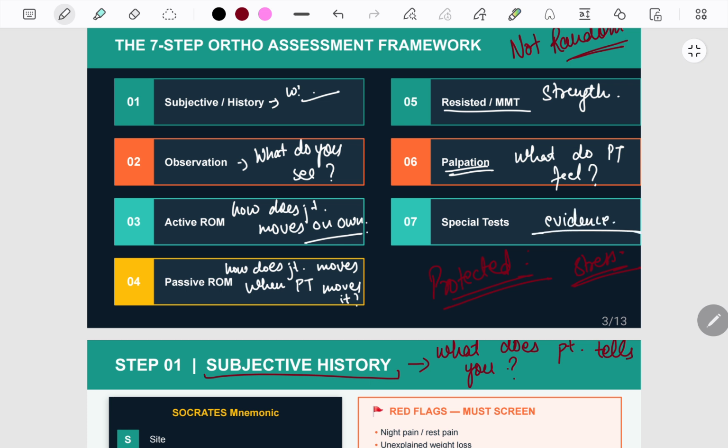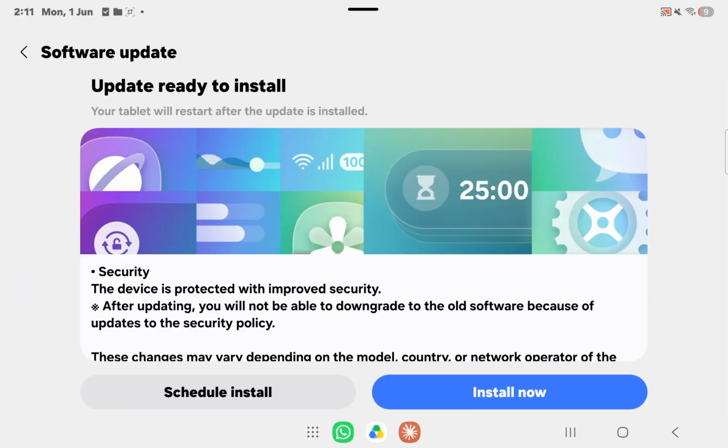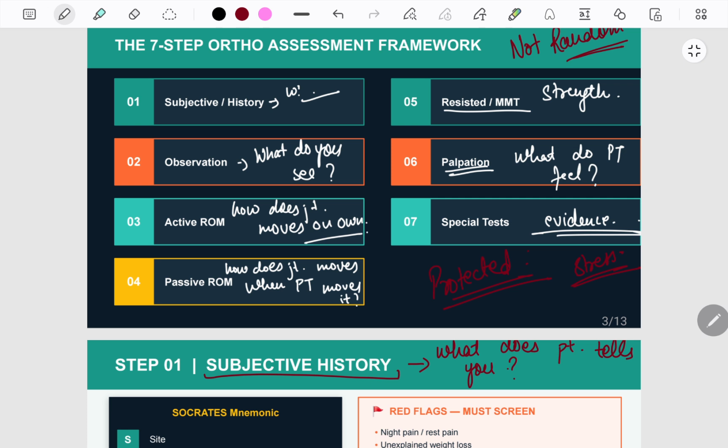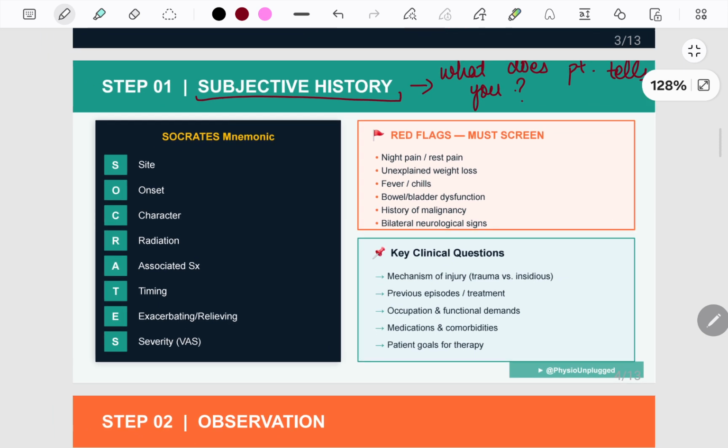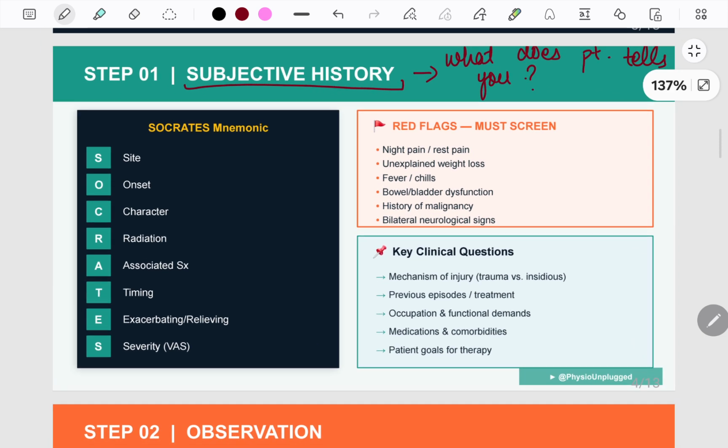Evidence, right? If you are confused about what we have covered in this slide, don't worry, we are going to cover each and every step in detail, okay? Now I'll be starting with the subjective history.